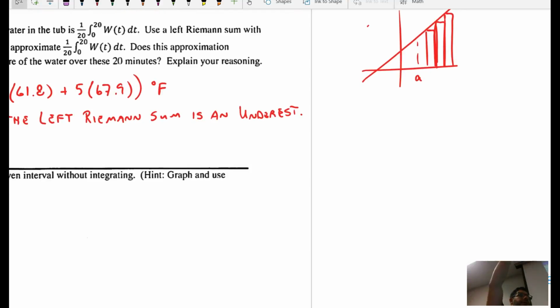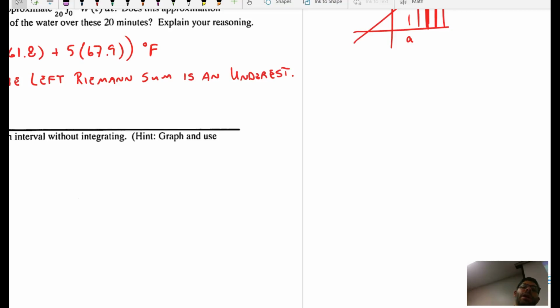Anybody else? Go ahead, Sean. So a midpoint Riemann sum is going to depend on the shape of the curve and not just on whether the curve is increasing or decreasing. So in that case, what they might ask you is for a trapezoid approximation, whether that's an overestimate or underestimate, when we're talking about concave up or concave down functions.